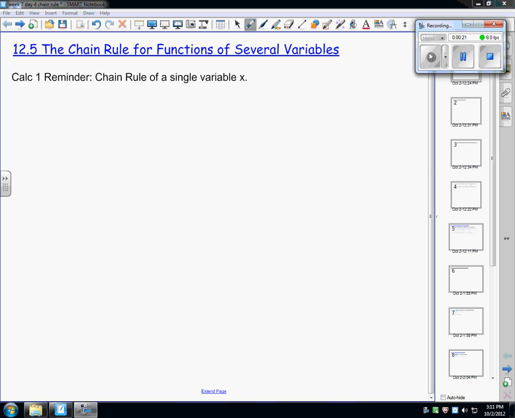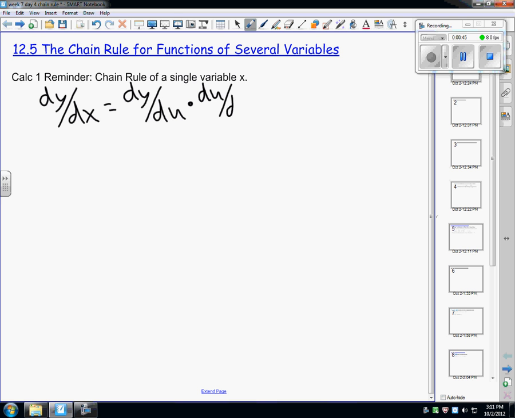So, chain rule. Calc 1, it's a big deal. It's a huge tool to help you take a lot of derivatives in Calculus 1. Well, it's just as big of a tool for Calc 3. I want to first remind you of Calc 1, where if I had dy/dx, I could say it's dy/du times du/dx. You notice you would multiply that out, those du's cancel, and you do get dy over dx.